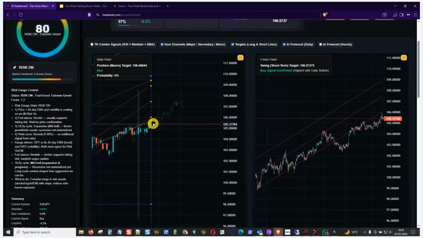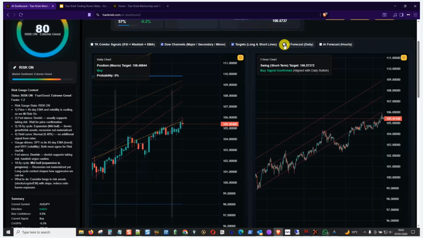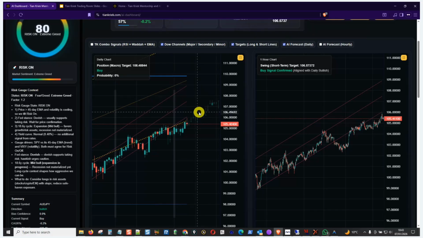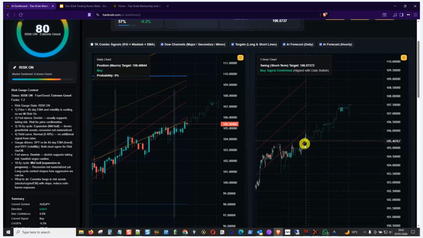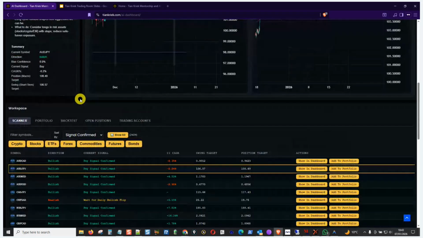Okay, so it shows it's still going to go up here. If I take that off, then the AI forecast candlesticks are gone. If I put that on, the candlesticks are there, and you can see exactly the same behavior on the 1 hour chart. There's the AI forecast candlesticks, and again there's a target at 106, and we're currently at 105.41, so it's still going to go up another 110 pips before we hit that target. So I like this, and I would like to go and add this to my portfolio.